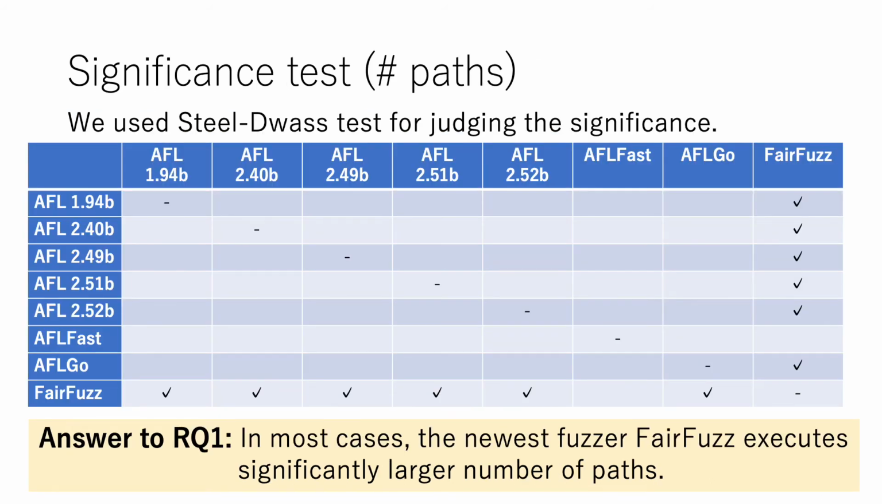The table on the slide shows the result of the significance test in terms of paths. We used the Steel-Dwass test for judging the significance. As you can see on the slide, we confirmed significant difference between FairFuzz and the other fuzzers in most cases. Therefore, the answer to research question 1 is, in most cases, the newest fuzzer FairFuzz executes a significantly larger number of paths.